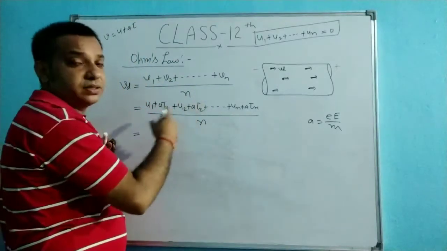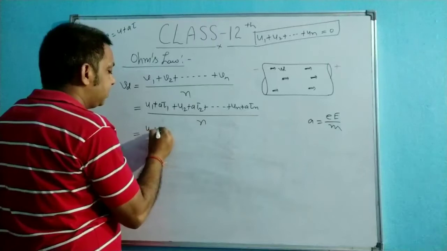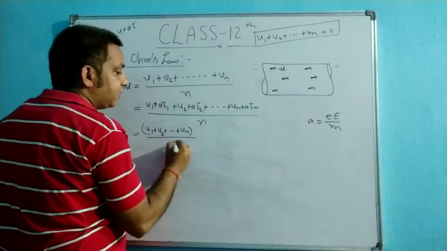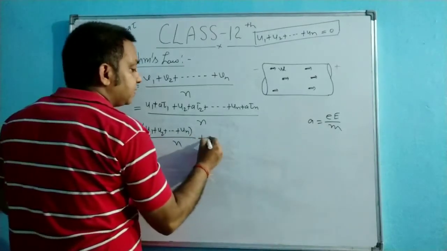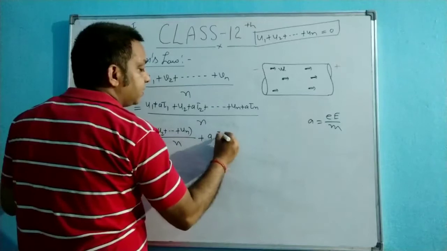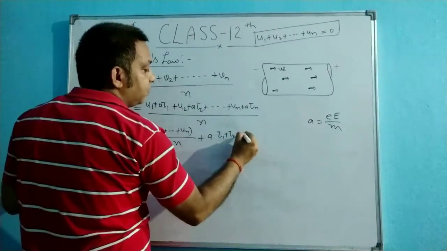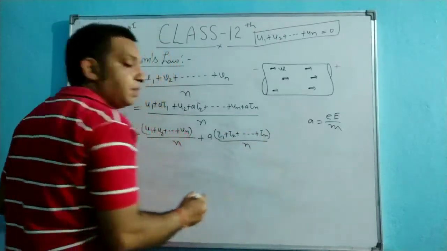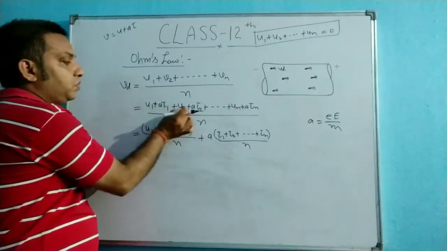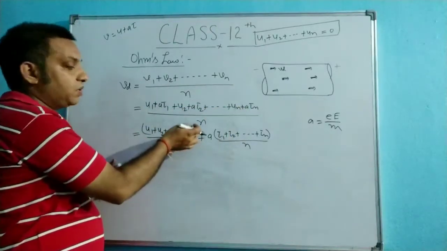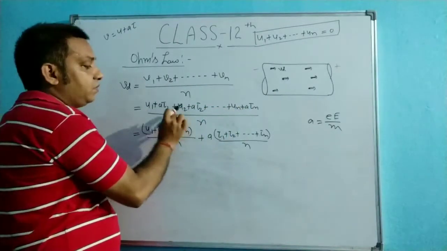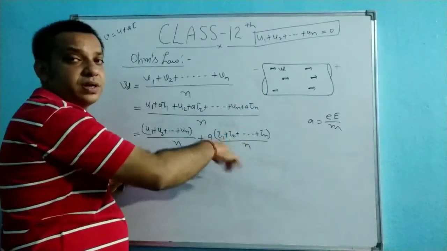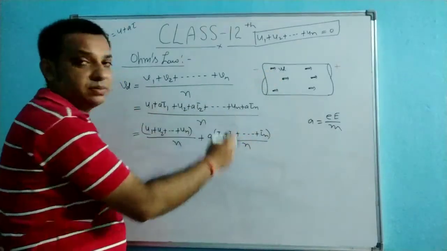So I am rearranging the terms. I am taking u1 plus u2 plus dot plus un in one bracket divided by n, and plus a is common, and here tau 1 plus tau 2 plus dot plus tau n divided by n. Simple, I am rearranging the terms. Because it is an average, u1, u2, u3, un are taken outside divided by n, and a tau 1 plus a tau 2 plus a tau 3, taking a common, in the bracket you will get tau 1 plus tau 2 plus tau 3 up to tau n, divided by n.